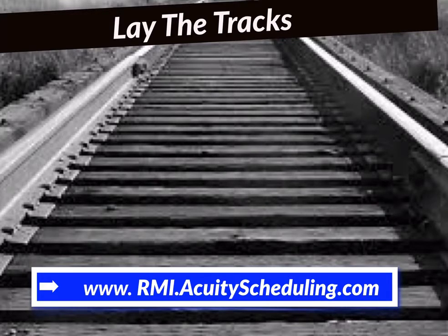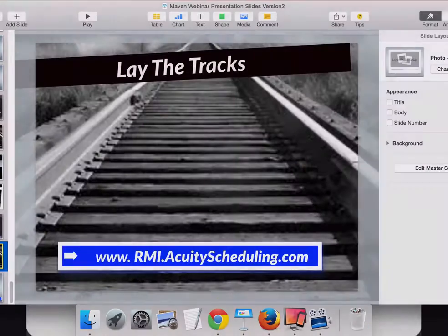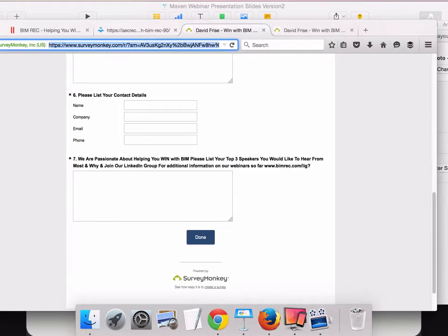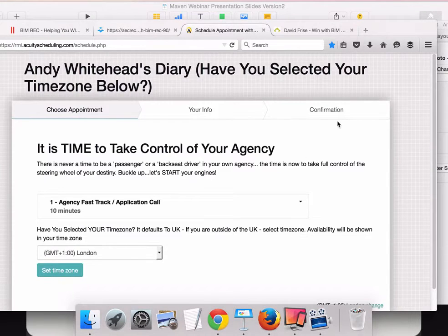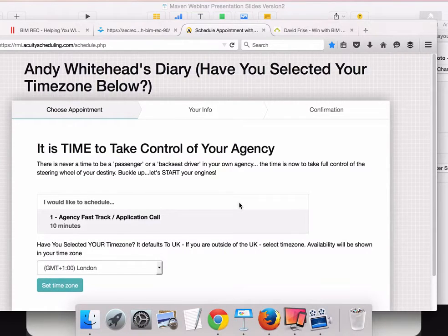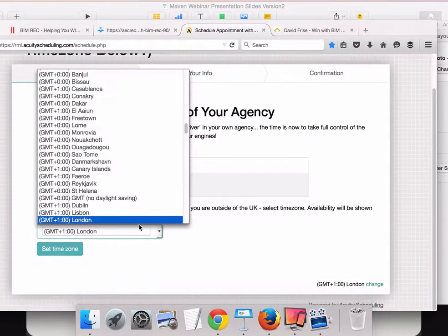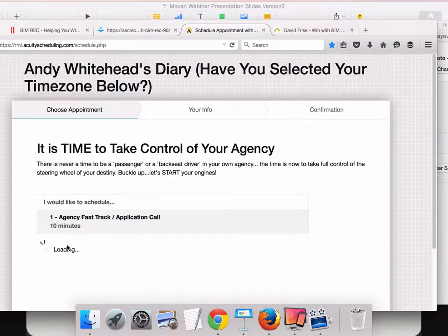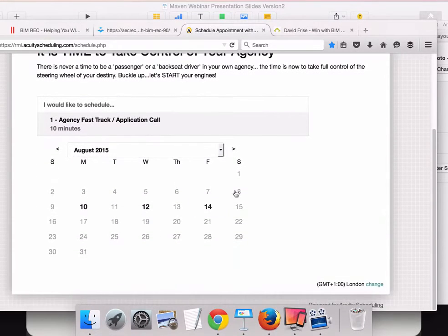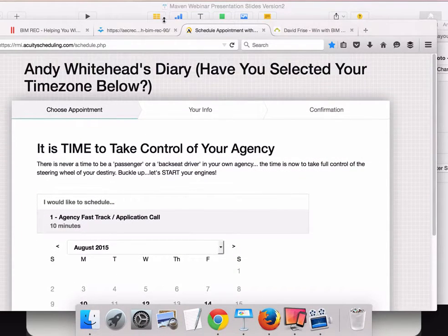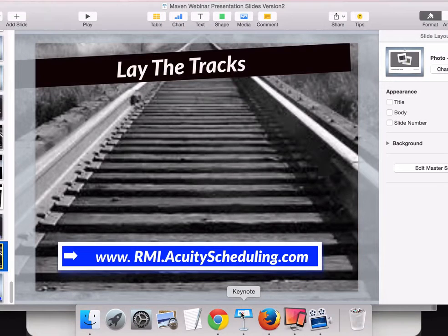The link should work. Let me just double check. rmi.curityscheduling.com. Yeah, there we go. Choose your time zone, I'm in London, wherever you are, set your time zone and select your date. Really simple. It does work: rmi.curityscheduling.com, or select the button below and get on board with that.